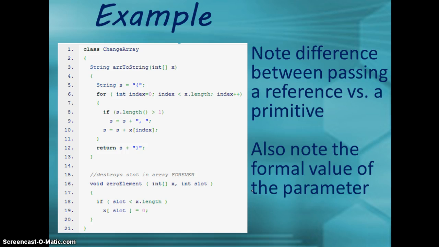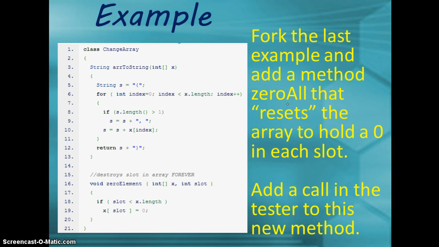slot to 0. The power of this statement is really the fact that this array can be changed inside this method. The array is a reference variable, and reference variables access an object. All arrays are objects. So you can actually modify the object inside this method, which is a pretty powerful statement. All right, in this next slide, we're taking a look at forking the last example to add a new method called zeroAll that's going to set everybody to 0.